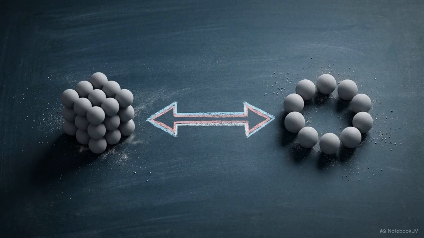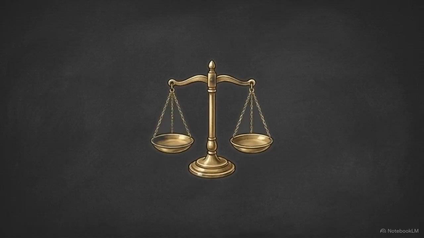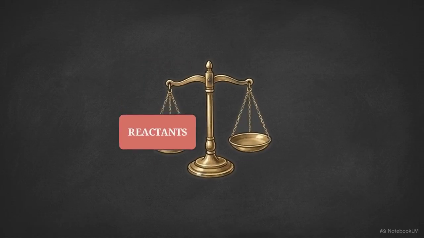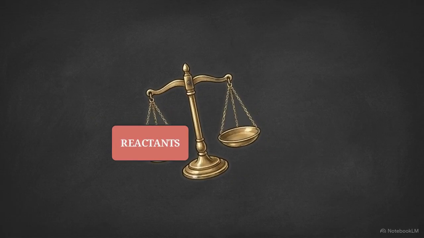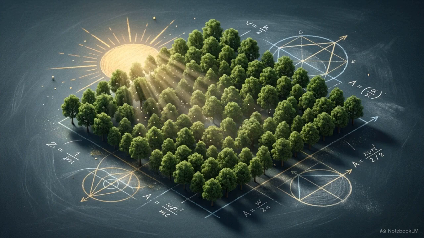It is simply rearranged. Scripture describes this same consistency in Colossians 1:17, noting that He is before all things, and in Him all things hold together. This means the mass of the starting materials, the reactants, will always equal the mass of the ending materials, or the products. In the physical universe, nothing is ever truly wasted.